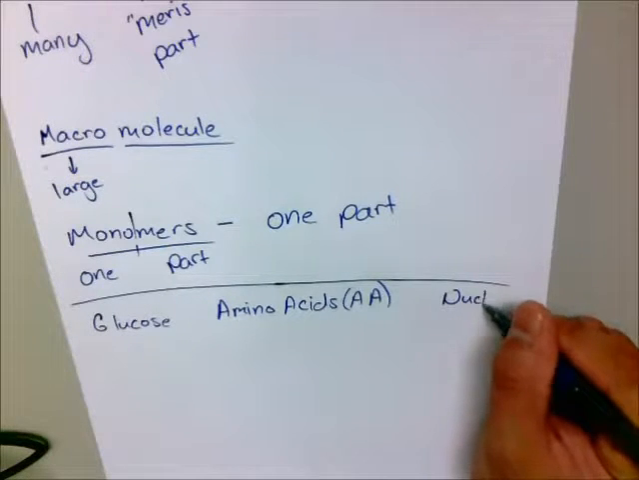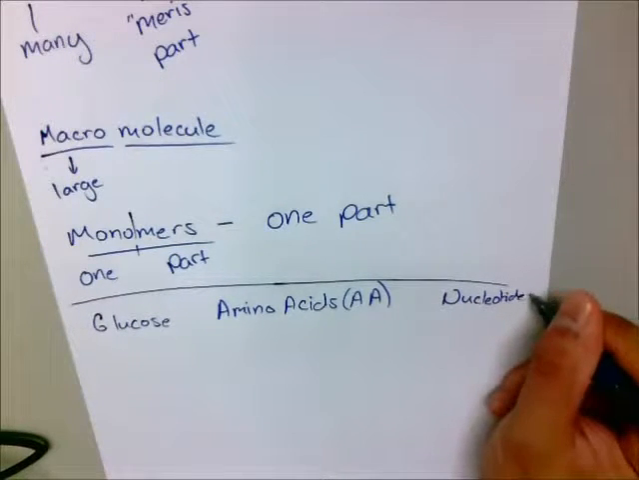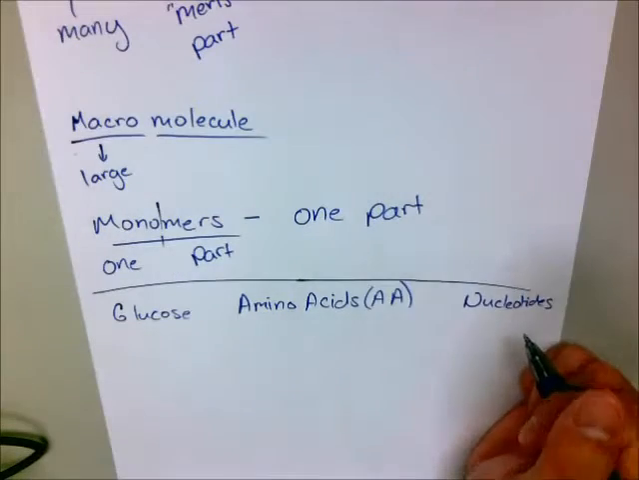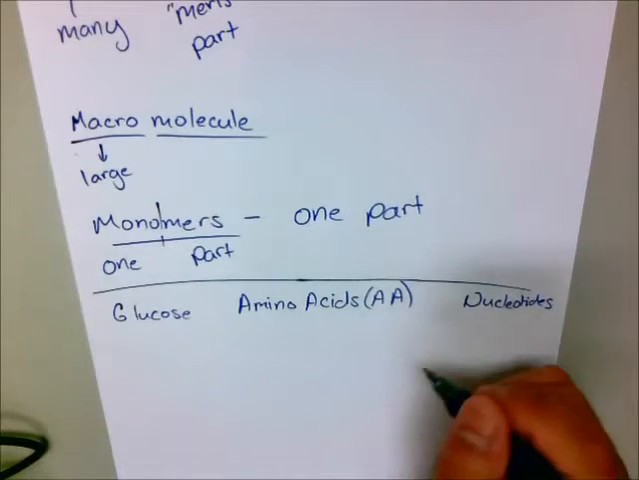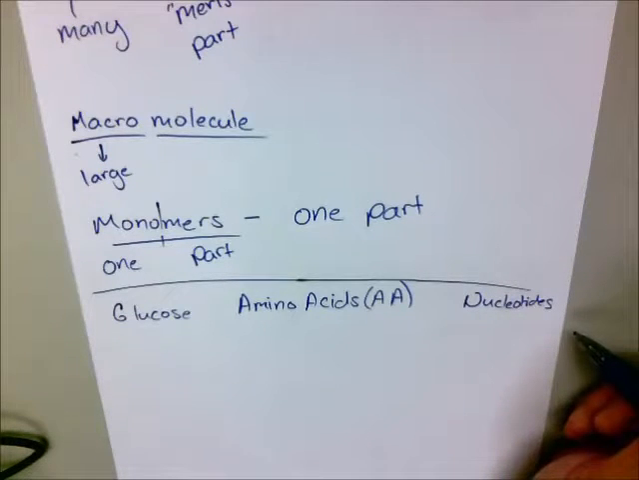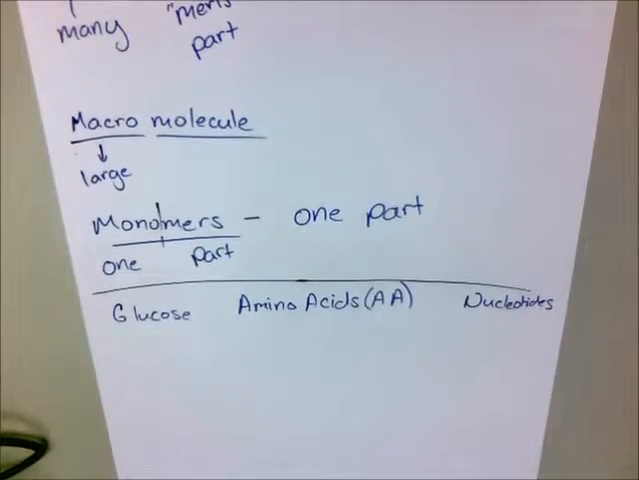And nucleotides. You guys actually know what all these are. Glucose is essentially just a sugar. Okay, so if you think sugar, you think glucose. Amino acids are going to be the building blocks of proteins, and nucleotides are your DNA. Okay, so let's go ahead and move on to page 7.